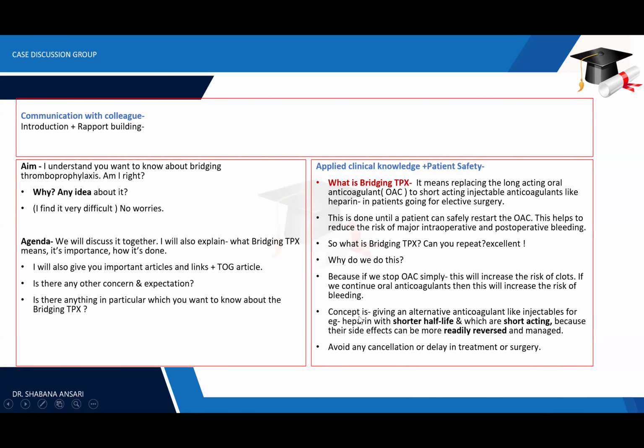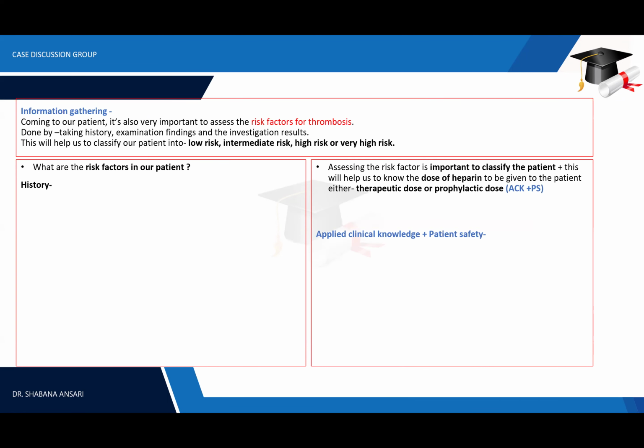So the concept is we have to give an alternative anticoagulant like injectables, for example heparin, with a shorter half-life and which are short-acting because their side effects can be more readily reversed and managed. And we should avoid any cancellation or delay in treatment or surgery. So this is the advantage also, that if we are doing the bridging carefully, this will avoid any cancellation or delay in treatment by surgery.